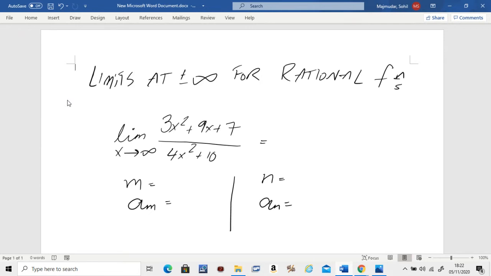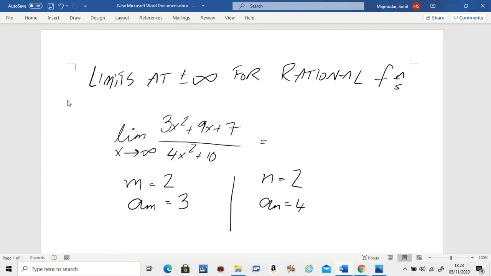Now what's the degree of the top? It's 2. What is the leading coefficient? 3. The leading coefficient is the number before x with the highest power. n is also 2 and a_n is 4. That's the leading coefficient of the bottom.